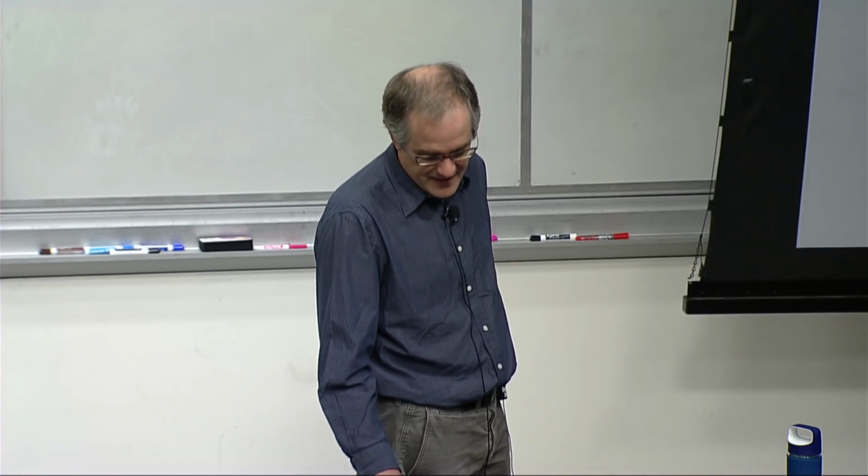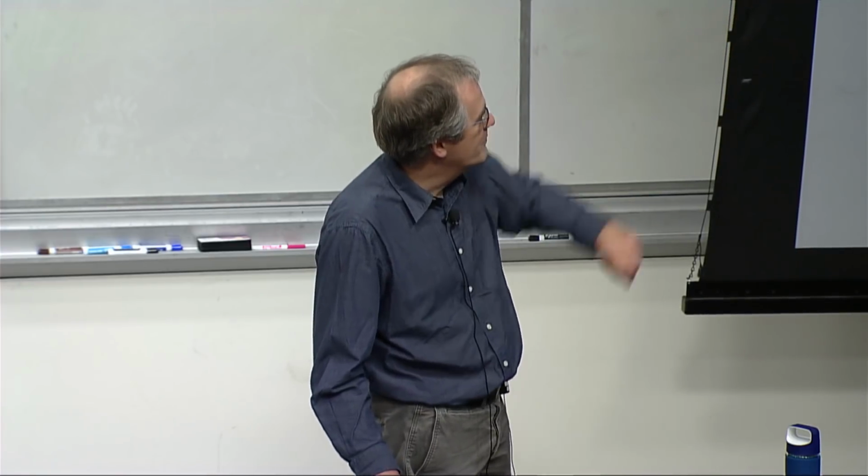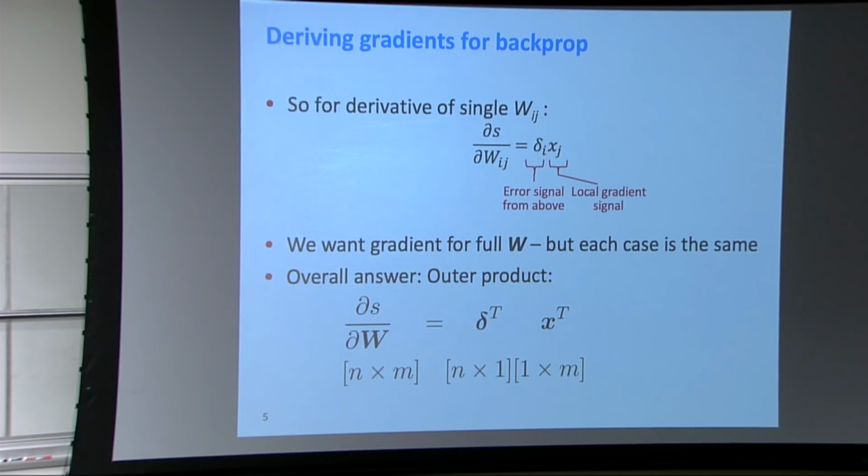Okay, and we get this form where it's a multiplication of an error signal from above and our computed local gradient signal. And that's the pattern that we're going to see over and over again, and that we'll exploit in our computation graphs.